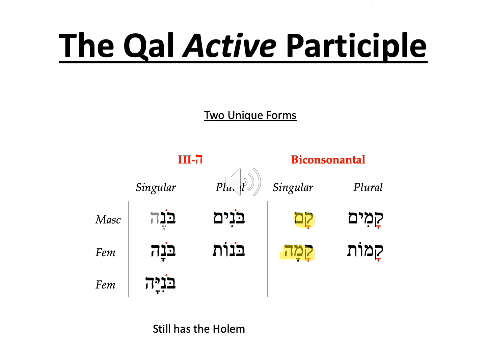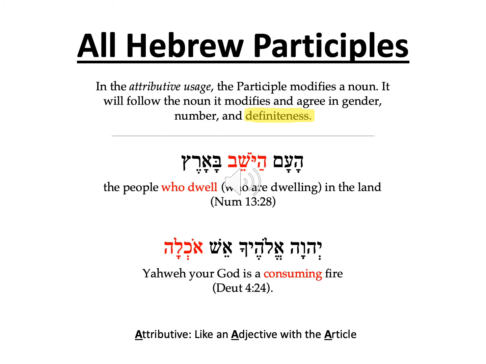Because the Hebrew participle is an adjective, it will be used either predicatively or attributively. If it is attributive, it will agree with the noun it modifies in gender, number, and definiteness, meaning that if the noun has the article, so will the adjective.